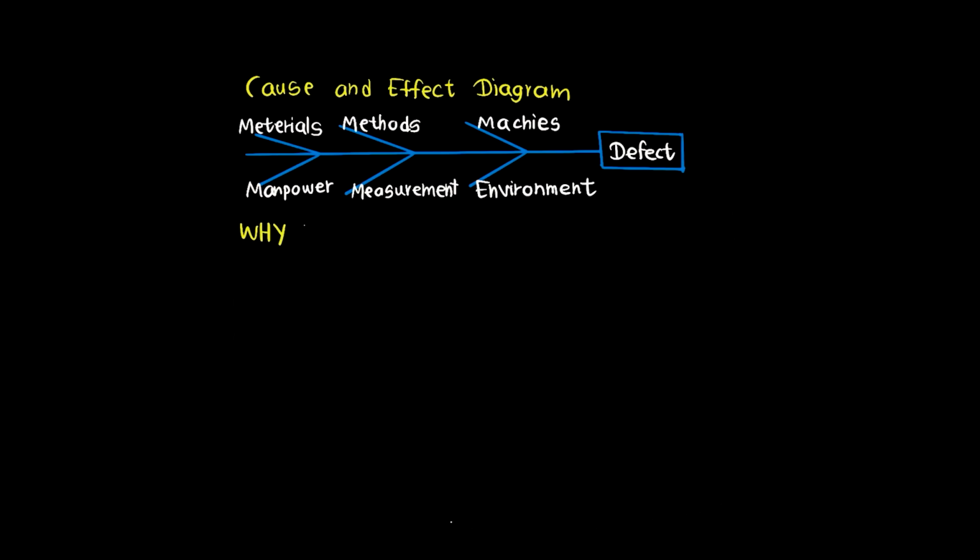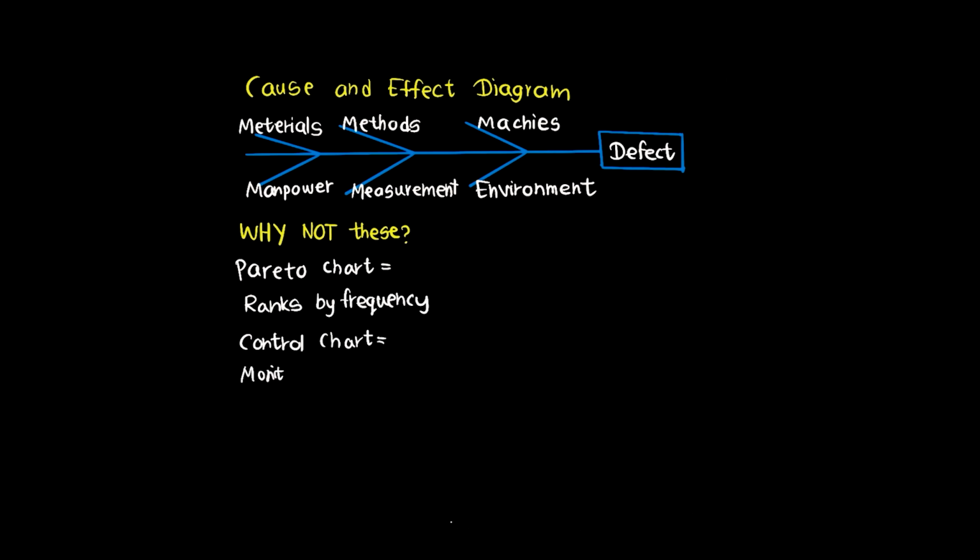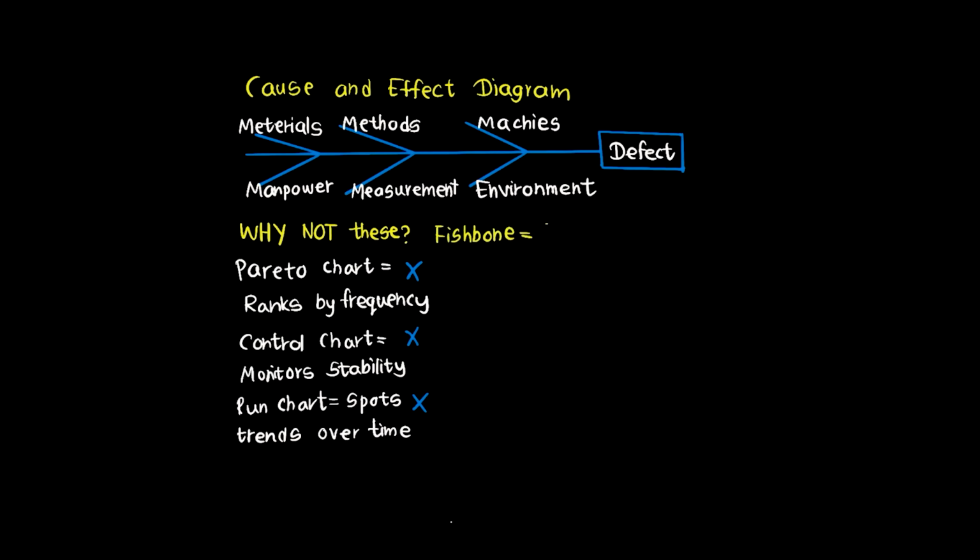Now, why not a Pareto chart? Because a Pareto chart ranks problems by frequency. It tells you which causes matter most, but only after you already know what those causes are. A control chart? That monitors whether a process is stable over time, not why defects happen. A run chart? It spots trends in data over time, but it does not organize causes into categories. The fishbone is your brainstorming tool. It captures everything before you prioritize anything.